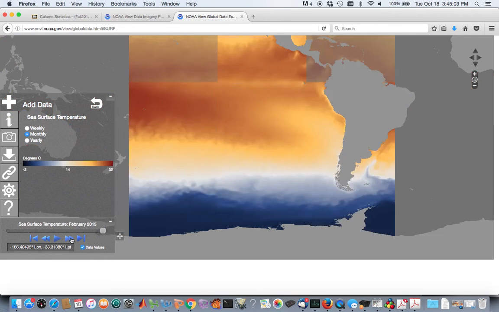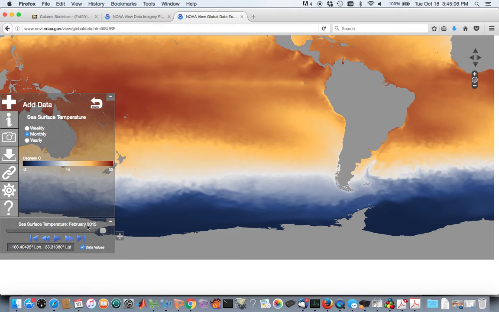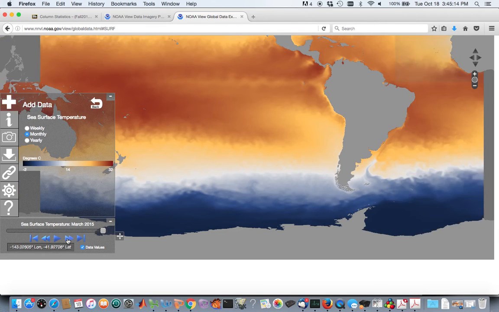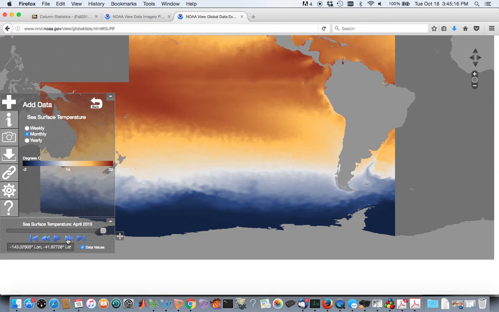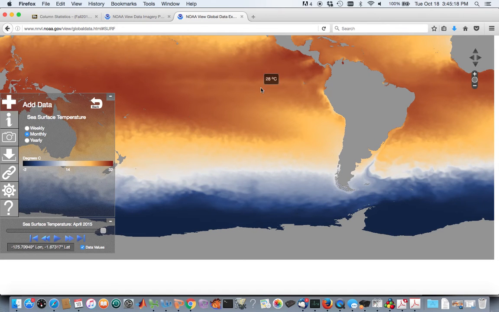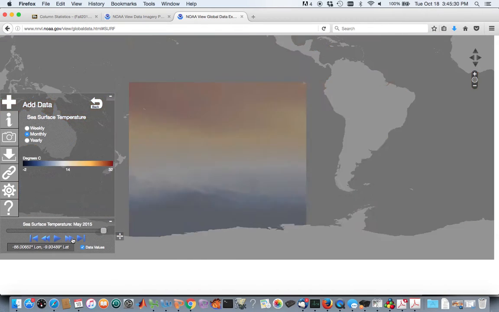January, February, it's warm water starting to develop over here. This was cold, so this upwelling is shutting down. El Nino is developing. March, April. And you see this upwelling has essentially been turned off, and we have all this warm water now accumulated over here, and warm water along the coast too. So this El Nino is in full swing.